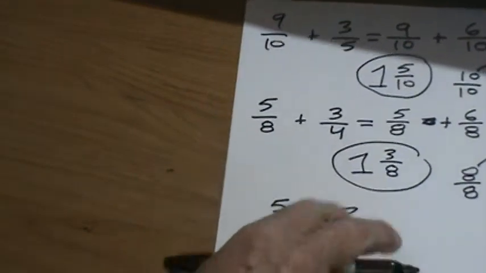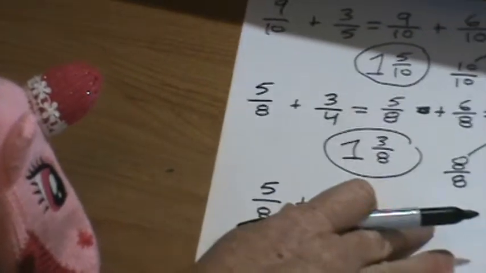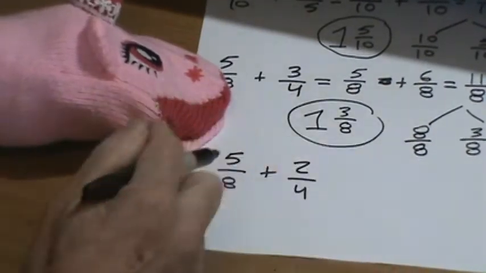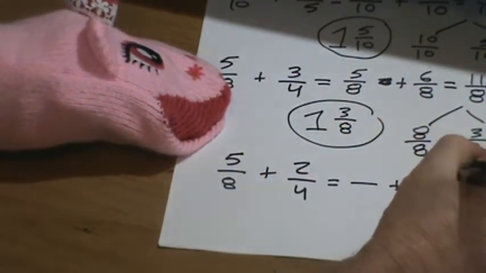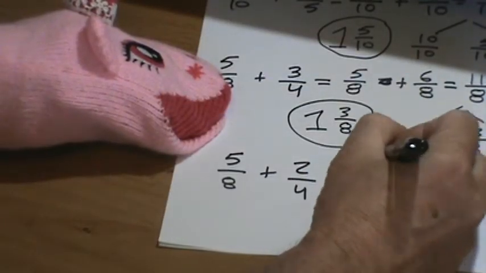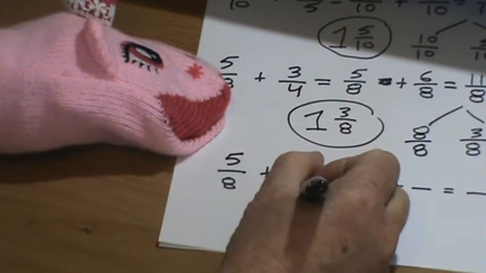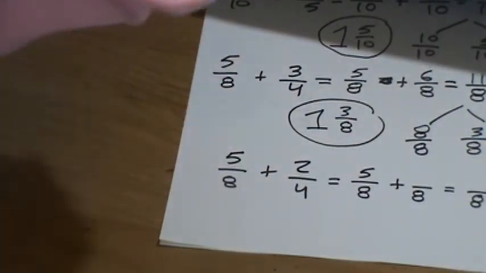Okay, let's go to the next one. We have 5/8 plus 2/4. All right, 5/8 plus 2/4. Set this up like so, and this is going to remain the same, 5/8. We need to change the fourths to eighths, and our answer will have a denominator of 8. So now it's time to pause.